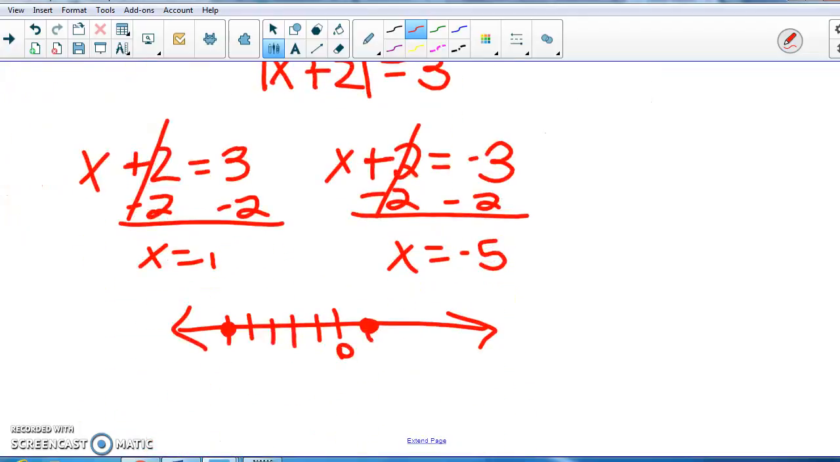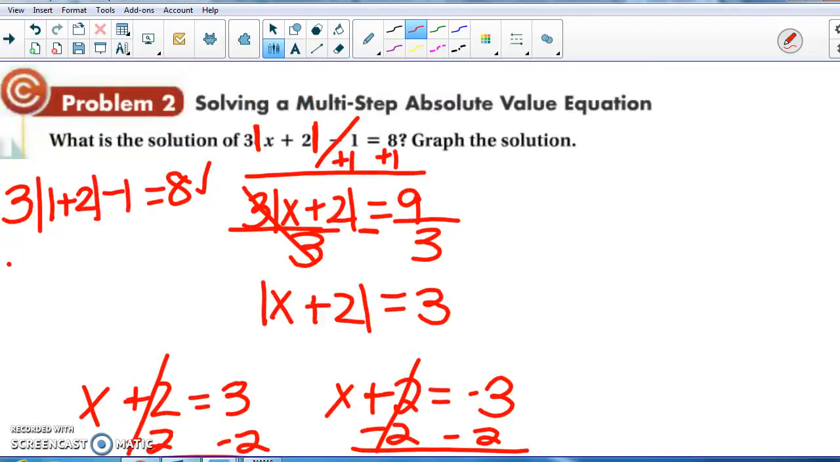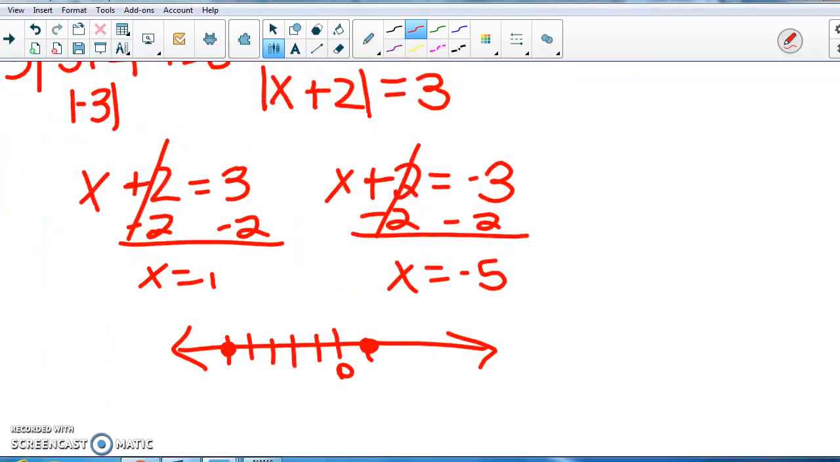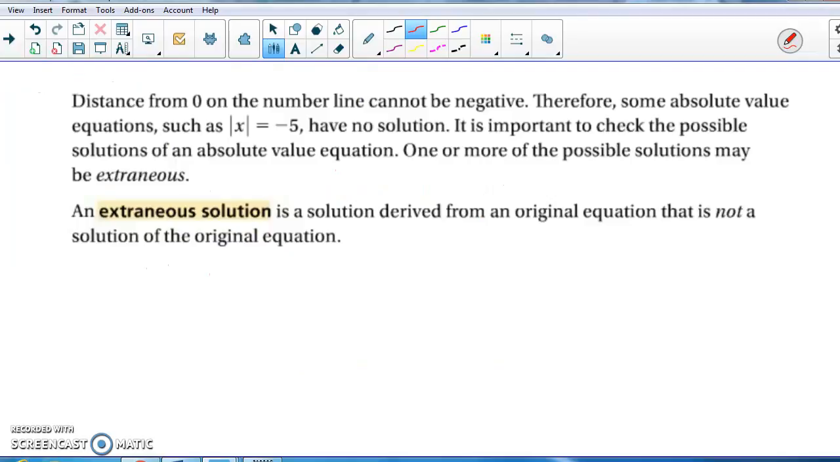And my second solution was negative 5. So 3 times the absolute value of negative 5 plus 2, minus 1. This is the absolute value of negative 3, which is 3 times 3, which is 9 minus 1, which is 8 again. So both x equals 1 and x equals negative 5 are valid solutions.